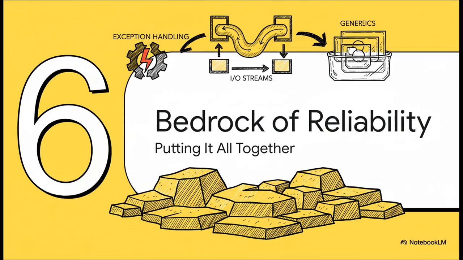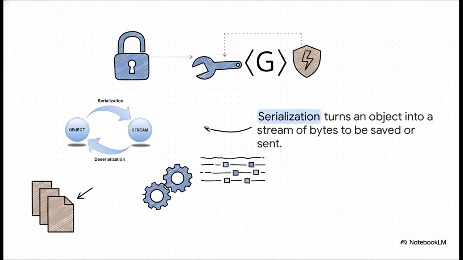So let's tie this all together now. These three big ideas, exception handling, I/O streams, and generics, they aren't just a random collection of features. They truly are the bedrock of writing reliable, professional software in Java. I mean, take something like serialization. That's just the fancy word for converting a whole object into a stream of bytes so you can save it to a file or send it across a network. To do that, it has to use I/O streams. It absolutely requires solid exception handling in case the disk is full, and modern versions use generics to make sure everything stays type-safe. You see, they all have to work together.